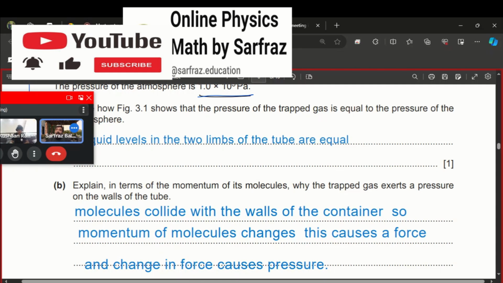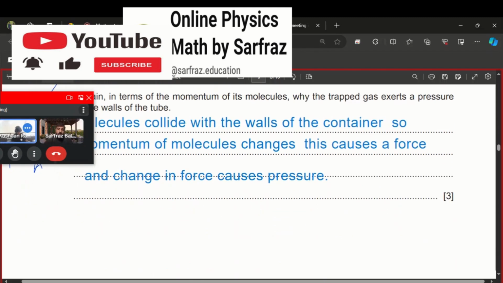Change in momentum. And when change in momentum happens, it is related to the force, because force is equal to change in momentum per unit time. So when momentum changes, then force changes. And when force changes, then pressure changes, because pressure is force per unit area. So with the change of the force, the pressure changes. That's what happens here. Is it okay?